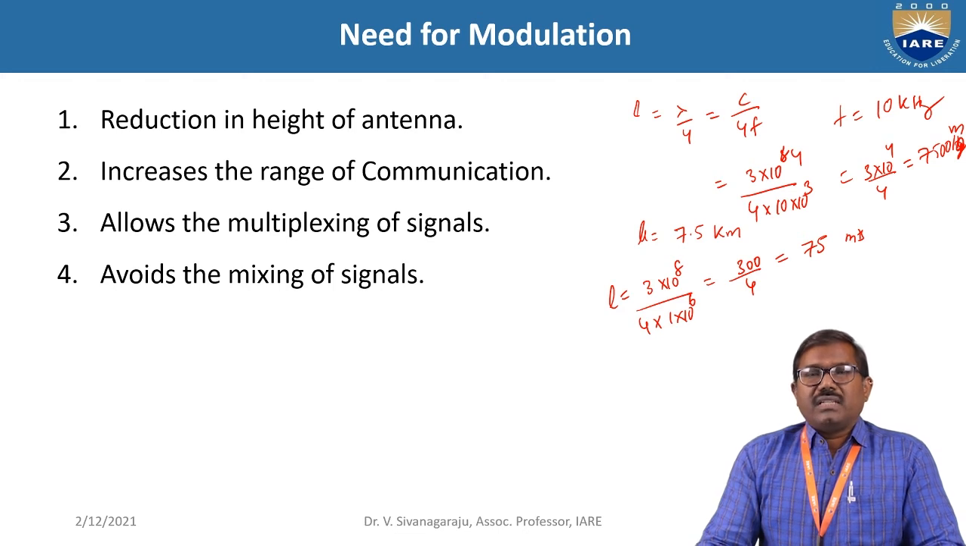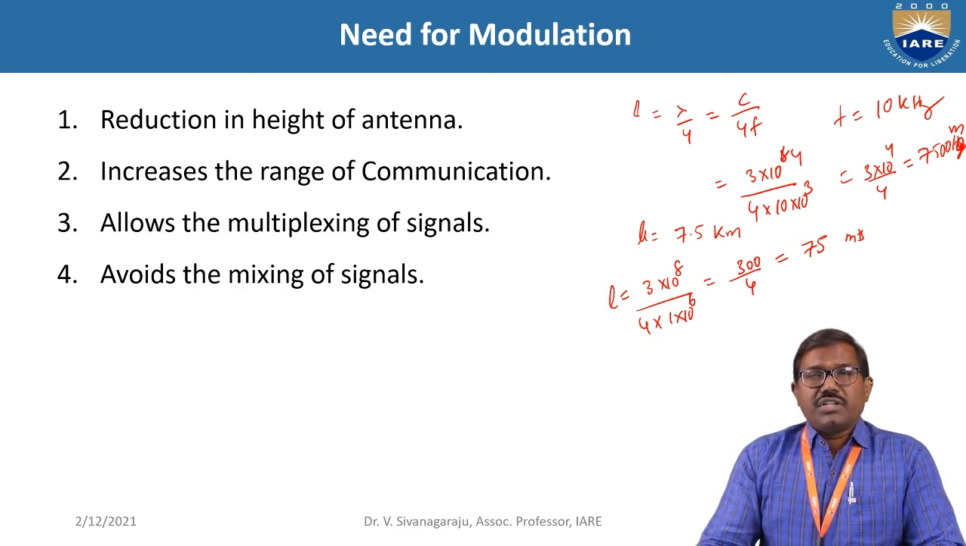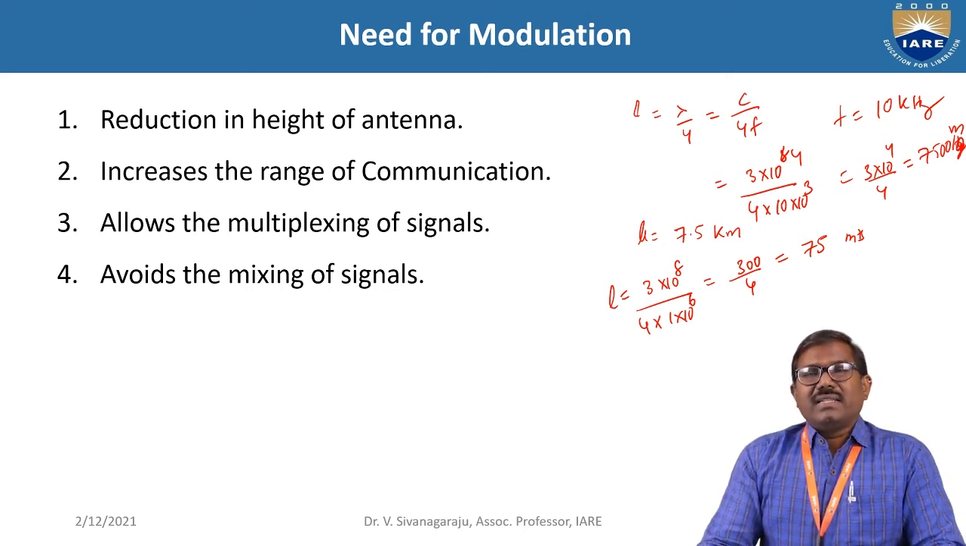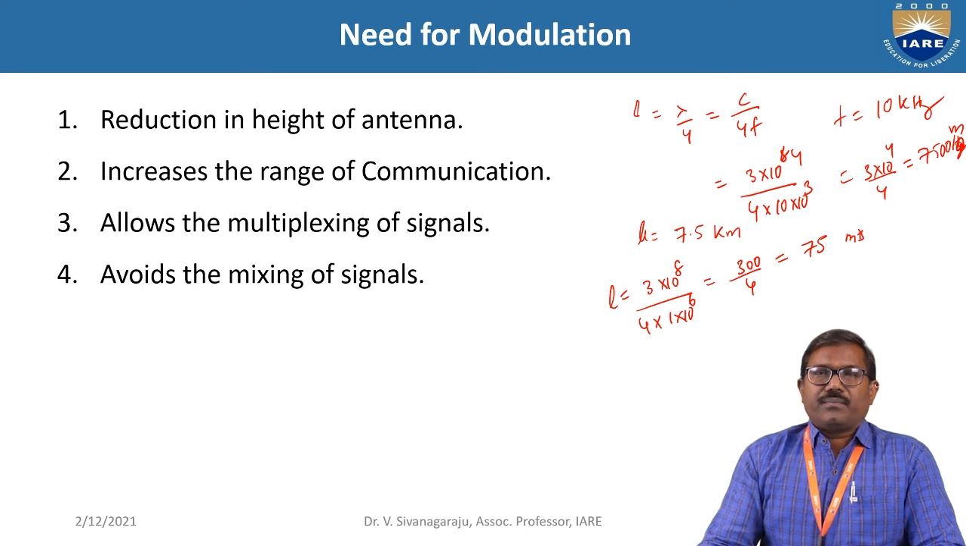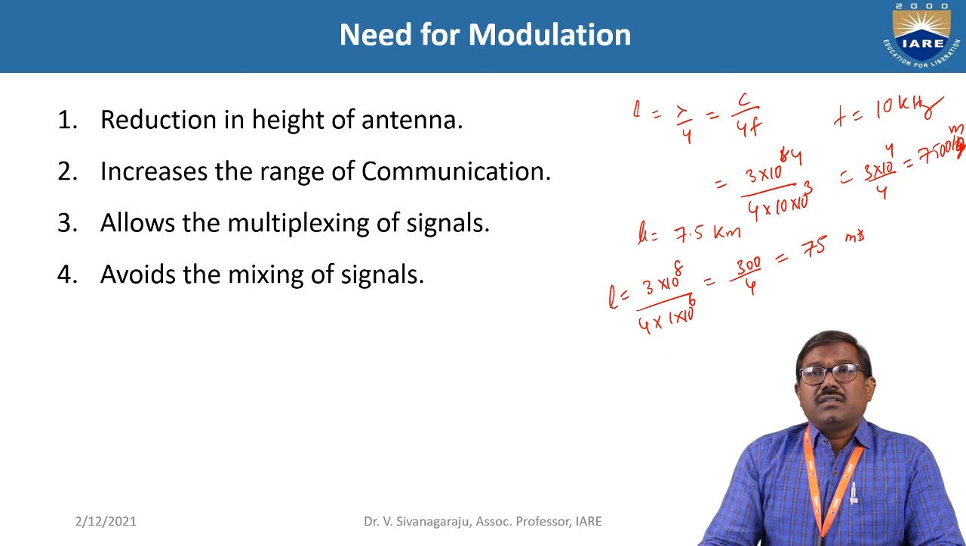And the fourth one is it avoids the mixing of signals. If we are not using modulation and more than one transmitter is transmitting a signal, all are having that same band. They are going to mix up, and the receiver has difficulty extracting the original signal from different transmitted signals. So if you are using modulation, you can avoid the mixing of signals.